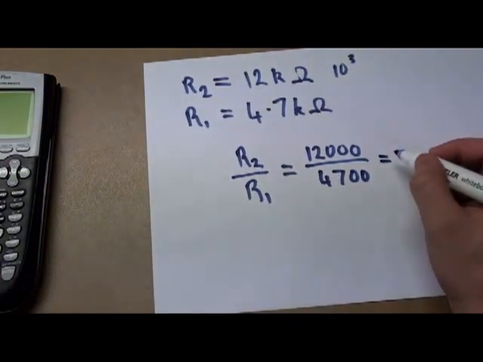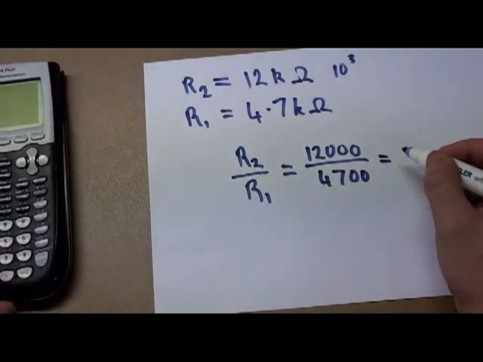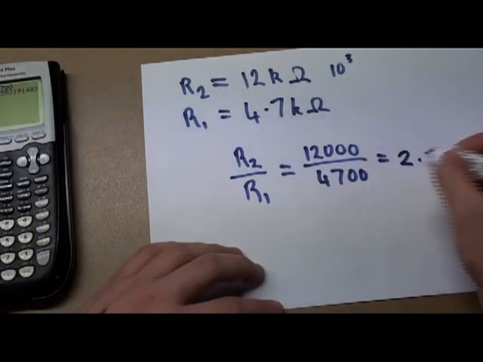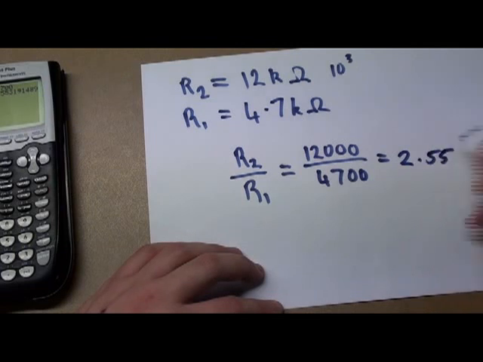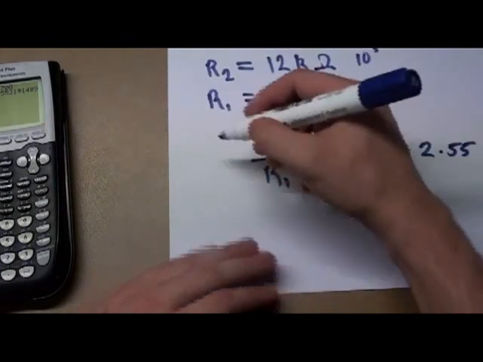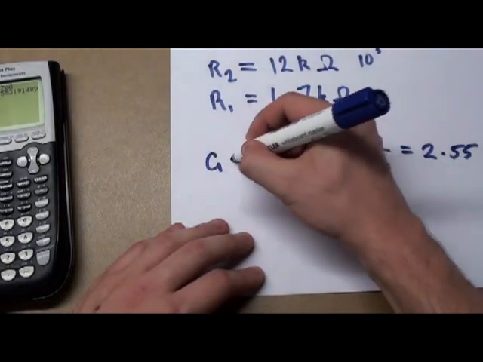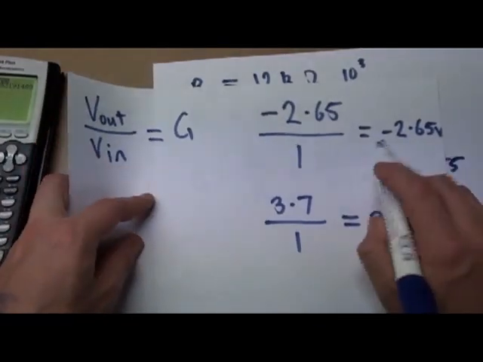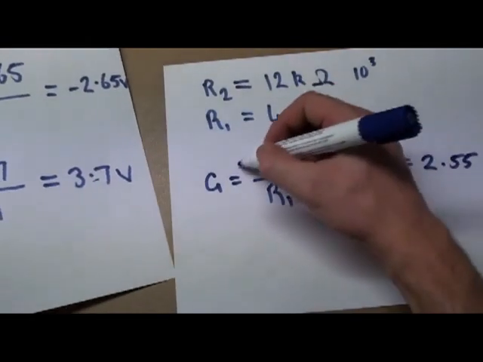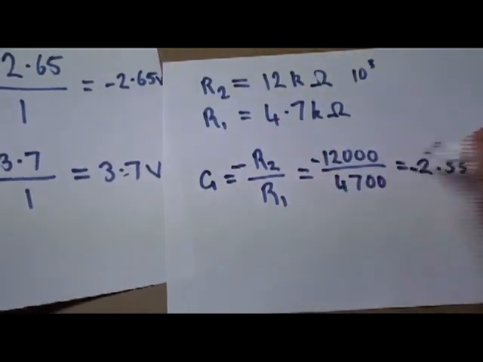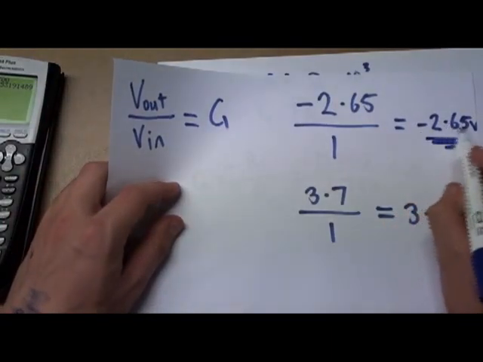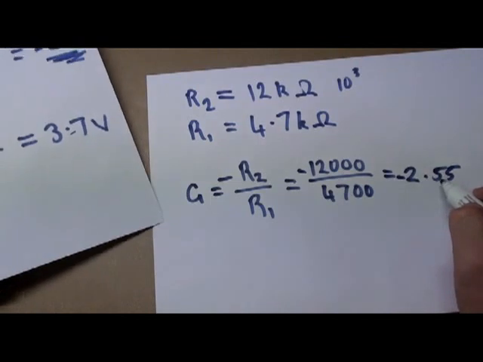I'll just type that in my calculator, just because I don't trust my own brain. We've got 4700. It's 2.55. So this will be our G value. Now that's quite similar, oh, and we know it's negative as well, so negatives go in there. So that's pretty similar to this one. This is the one we found experimentally, this is the one we calculated.